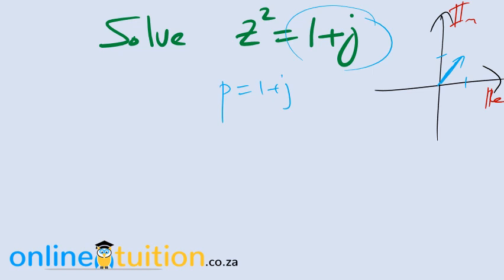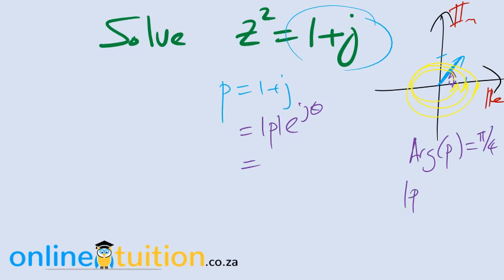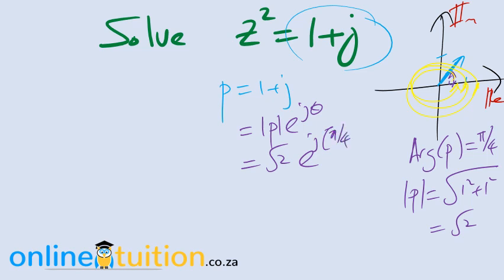And we know from the previous videos, the length of that vector, and if you know this is p e to the j theta, well, the principal argument, arg p, in the first quadrant, that angle theta is pi by 4. But we know that's not the only angle, because we keep adding 2 pi. But we know that mod p is the root of 1 squared plus 1 squared, which is root 2. So this is root 2 e to the j, watch, pi by 4 plus 2k pi.